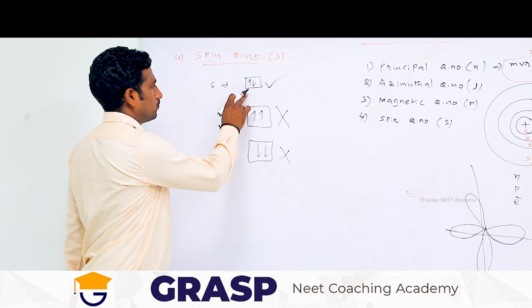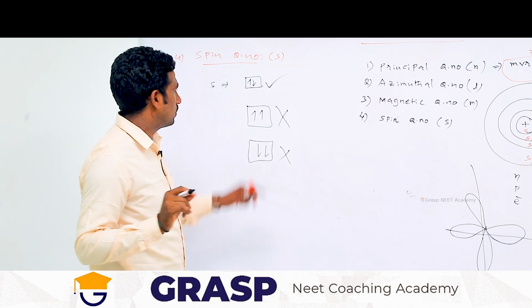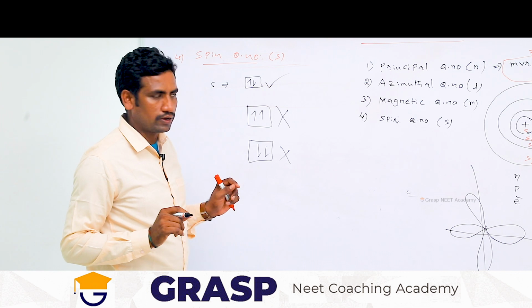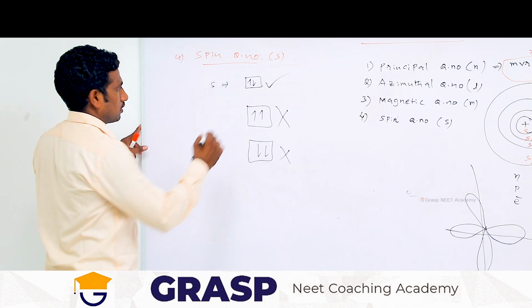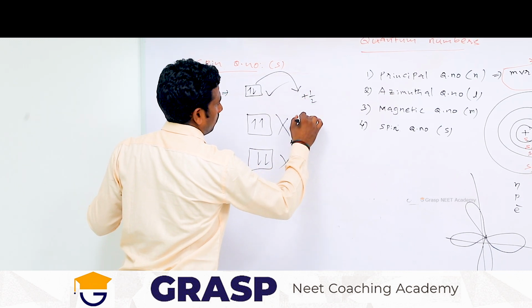The 2 electrons you need to fill with what? Opposite direction. One electron with the up arrow, and the second electron you need to represent with the down arrow. So this is the spin of the electron. It can be called positive spin 1/2, negative spin 1/2.